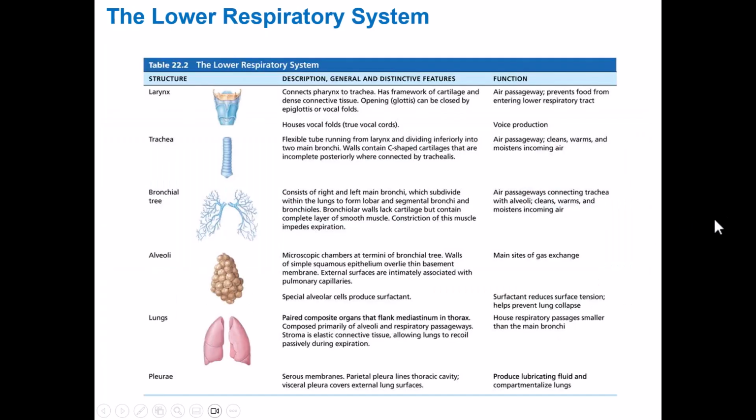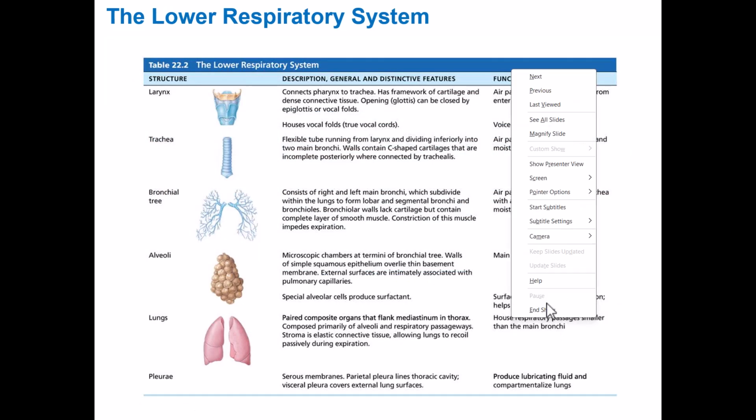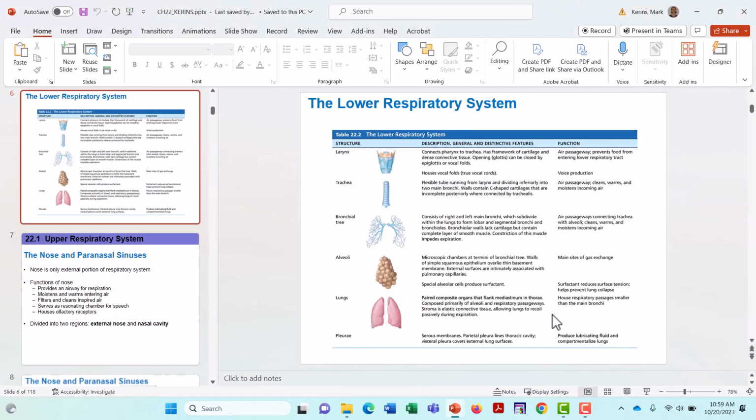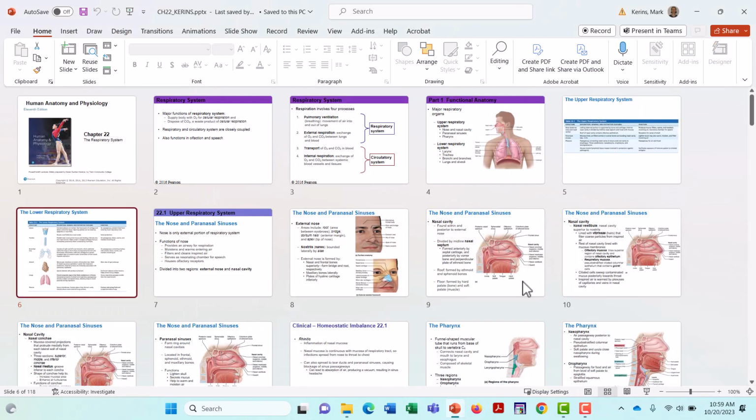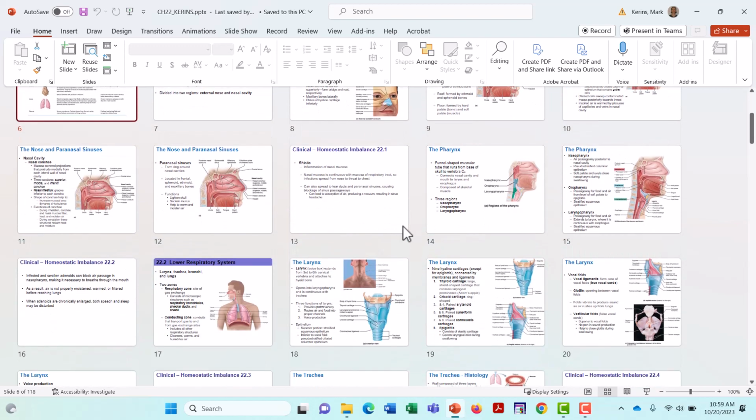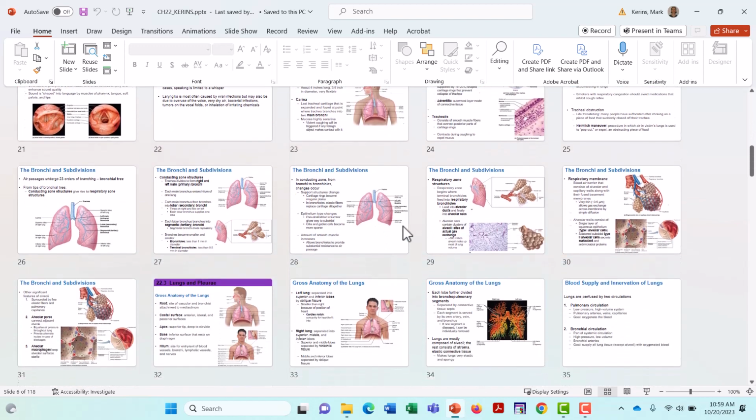Okay, so we are going to jump ahead here. The topic of this lecture today is going to focus on the mechanics of breathing.